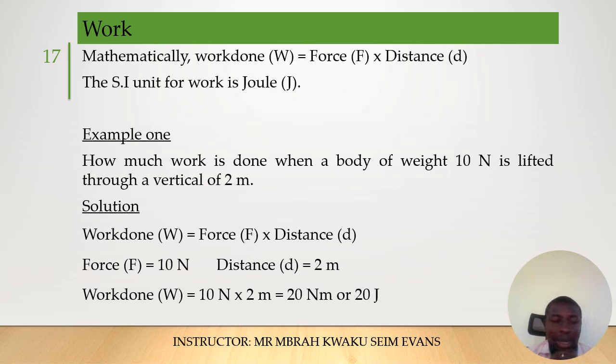Now let's solve one example. How much work is done when a body of 10 newton is lifted through a vertical distance of 2 meters? We write our formula: work done is equal to force times distance. Now you go back to the question and pick your data. You know the force, which is 10 newton, and we're given the distance, which is 2 meters. So our work done is 10 newton times 2 meters, which gives us 20 newton meter or 20 joules.